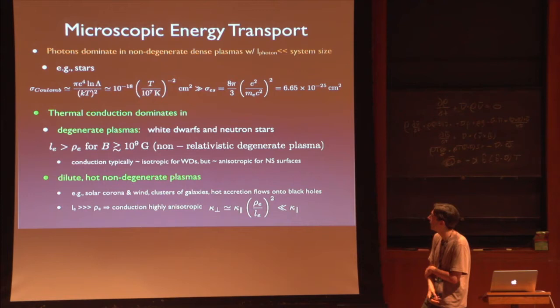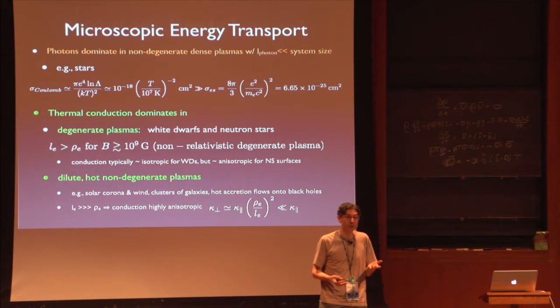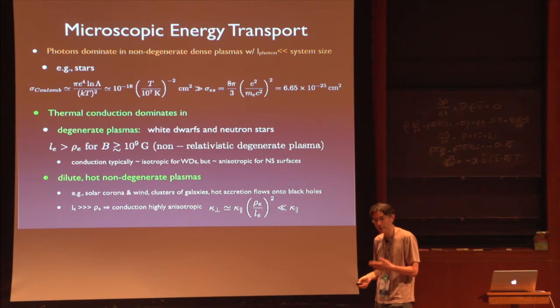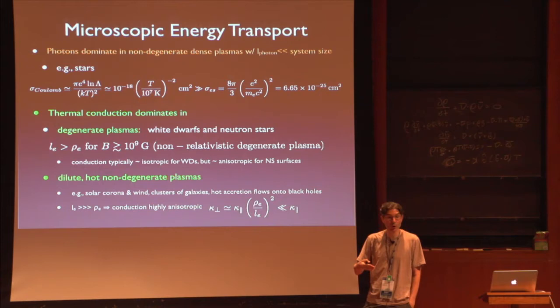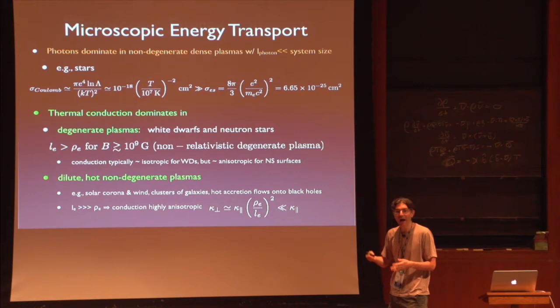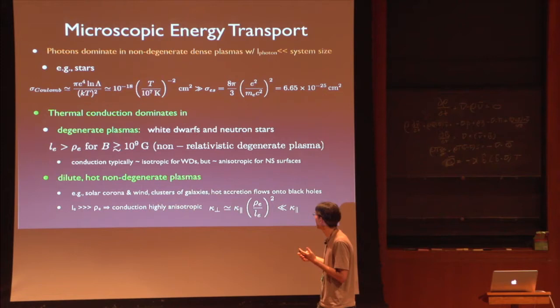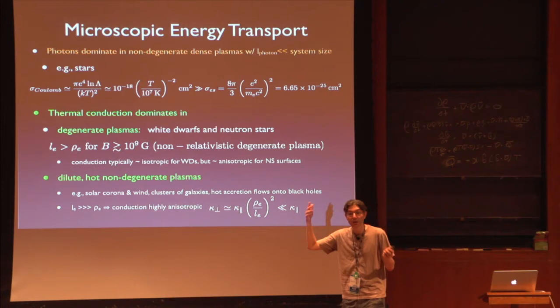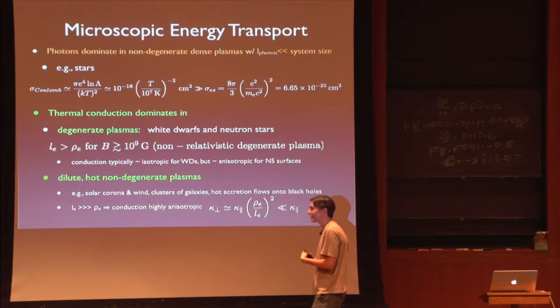But that turns out not to be true in other astrophysical situations. In other astrophysical situations, electron thermal conduction, so random walking electrons rather than random walking photons, are the dominant microscopic energy transport mechanism. That's true, for instance, in white dwarfs and neutron stars. In white dwarfs and neutron stars, the thermal conduction, random walking particles, are the dominant energy transport mechanism. And in hot, low-density plasmas, like the solar corona or certain models of accretion disks around black holes or galaxy clusters, the dominant microscopic energy transport mechanism for diffusing energy around is, again, thermal conduction. In fact, in the interiors of neutron stars, it's actually neutron conduction, because it's mostly neutrons, that's the dominant energy transport mechanism.